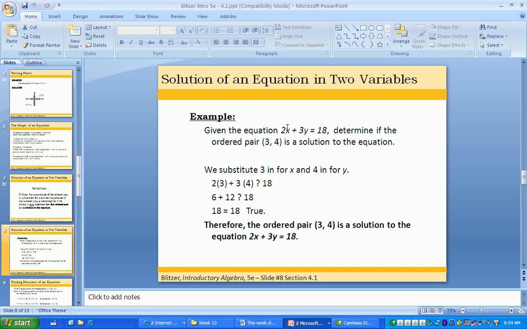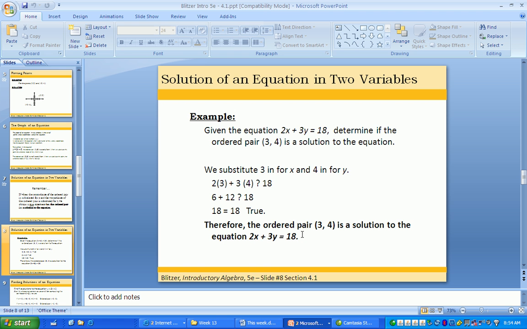So we go and plug it in. 2 times 3 plus 3 times 4, that's 6 plus 12. Is that equal to 18? Yep, sure is. Because this works and it's a valid statement, we do say that 3 comma 4 is the solution to this equation.